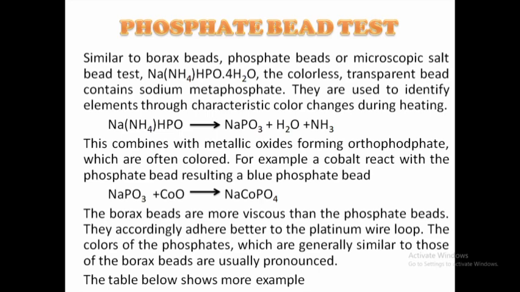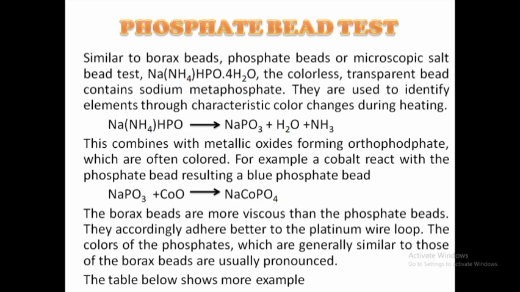The sodium metaphosphate glass exhibits little tendency to combine with acidic oxide. Silica in particular is not dissolved by the phosphate bead. When a silicate is strongly heated in the bead, silica is liberated, and this remains suspended in the bead in the form of a semi-translucent mass. The so-called silica skeleton is seen in the bead during and after fusion. The reaction is employed for silicates. The colors of the phosphate beads are more pronounced than those of the borax bead.